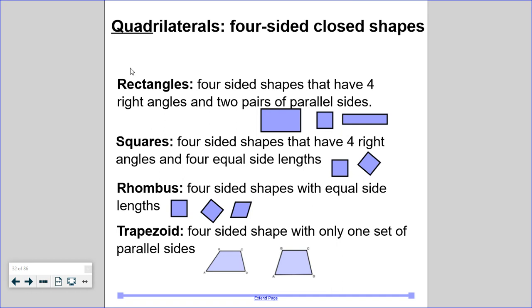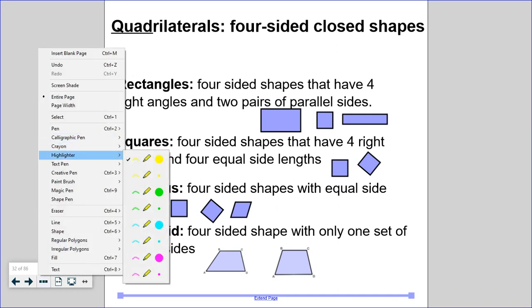Okay, let's review. We're almost to the end. Here are the four types of quadrilaterals we've really been focusing on. Rectangles, four-sided shapes that have four right angles and two pairs of parallel sides. Squares, four-sided shapes that have four right angles and four equal side lengths. Rhombus, four-sided shapes with equal side lengths. And trapezoid, four-sided shape with only one set of parallel sides.